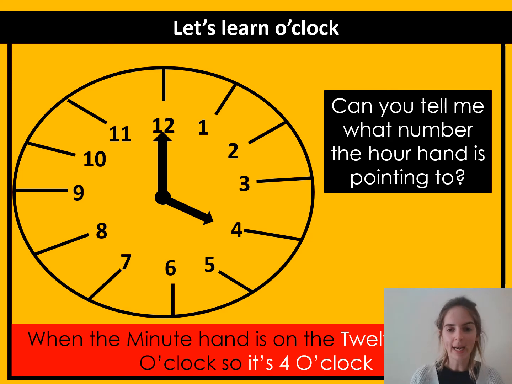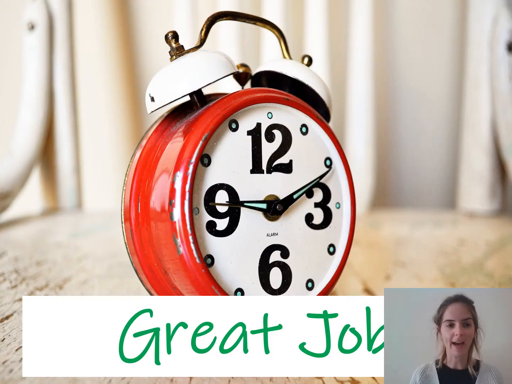Now that we know that our minute hand is pointing to the 12, what number is our hour hand pointing to? Remember, our hour hand is the shortest hand. So I'm going to circle it here. And it's pointing to the 4. And when the minute hand is on the 12, we say o'clock. So it's 4 o'clock. Okay, boys and girls, well done.